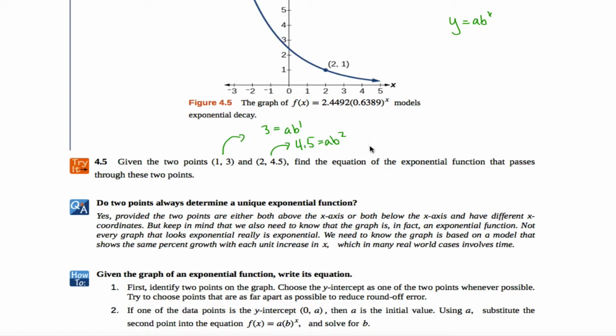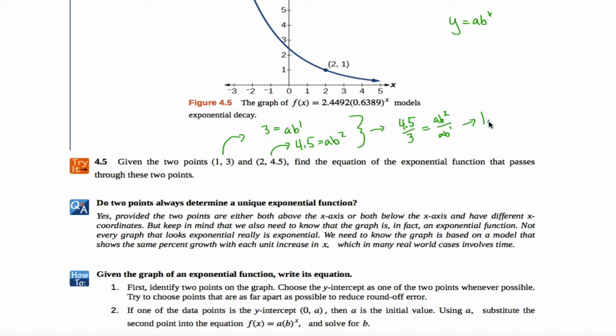And while your book solves these in a slightly different way, what I would do at this point is divide these two equations. I would say from this information, I know that 4.5 divided by 3 is equal to ab squared divided by ab to the first power. If this equals this and this equals this, then this divided by this equals this divided by this.